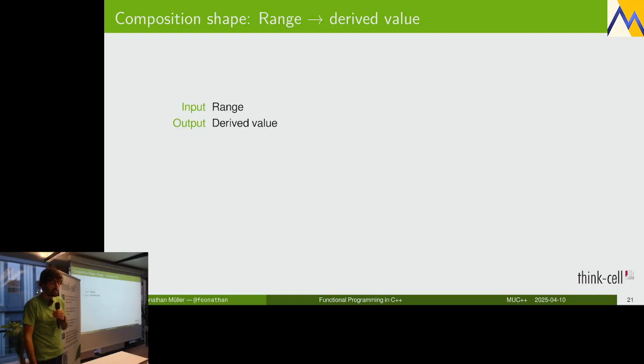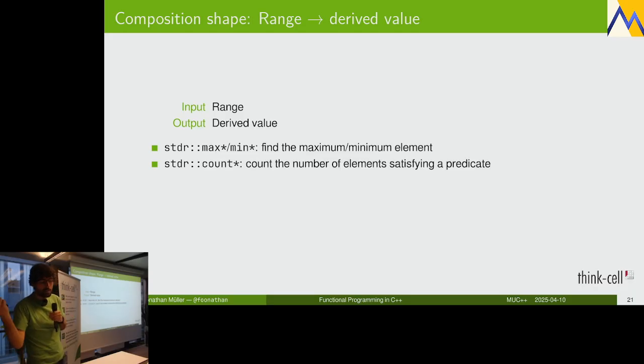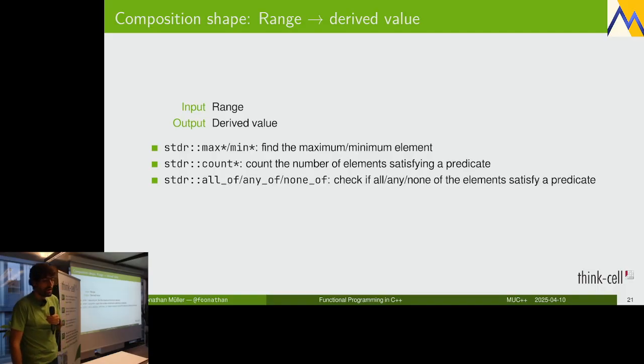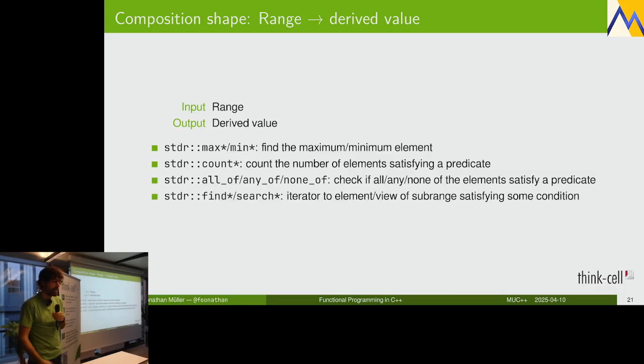This is where the algorithms come in. So max and min give you the maximum or minimum element, and there are variants that give you the iterator instead, and so on. You can use the count algorithm to give you the number of elements that satisfy a predicate. If you just want to know whether all of them satisfy a predicate, there's an algorithm for that and some variants. And then the other common ones are find and search, if you want to find particular elements in the input range.